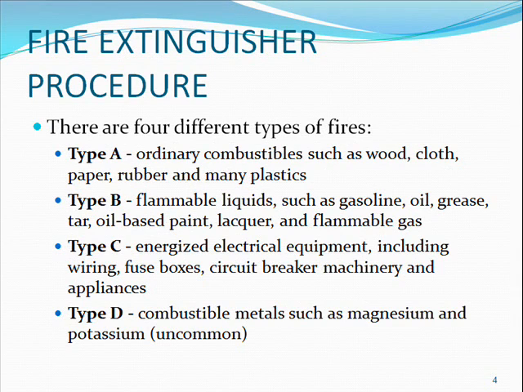There are 4 different types of fires. Type A, ordinary combustibles such as wood, cloth, paper, rubber, and many plastics. Type B, flammable liquids such as gasoline, oil, grease, tar, oil-based paint, lacquer, and flammable gas. Type C, energized electrical equipment, including wiring, fuse boxes, circuit breakers, machinery, and appliances. Type D, combustible metals such as magnesium and potassium. These types of fires are uncommon.